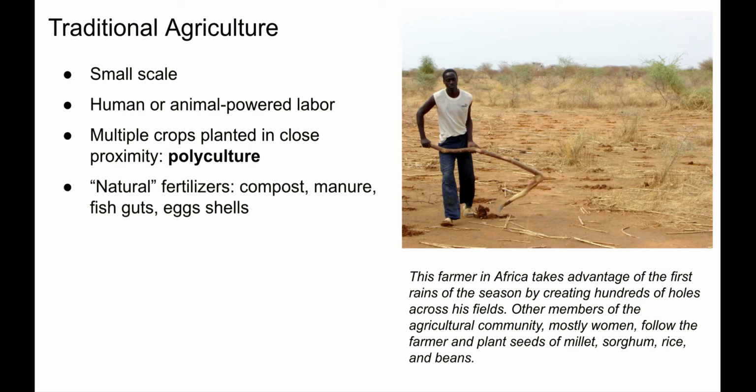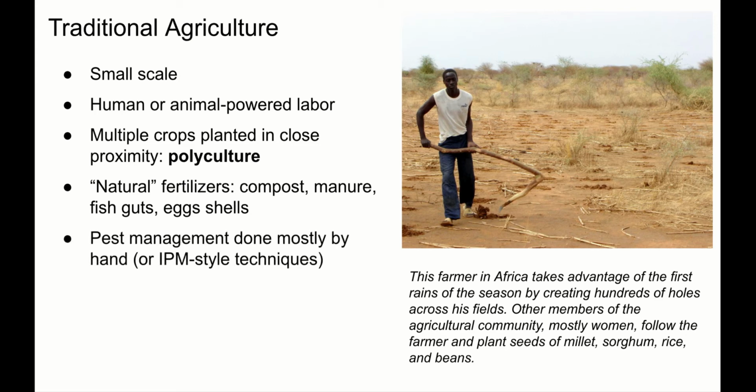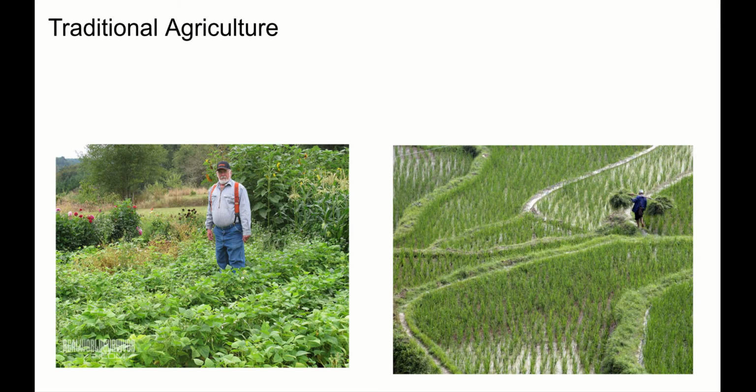Traditional agriculture can definitely use fertilizer, but it uses what we call natural fertilizers. So compost, manure, fish guts, eggshells, these are all great techniques to return nitrogen and phosphorus, especially, to the soil. And pest management is done mostly by hand, or IPM style techniques, which I will teach you about later in this lecture.